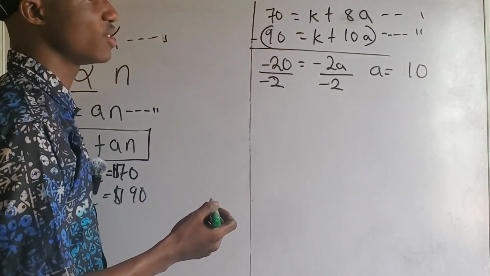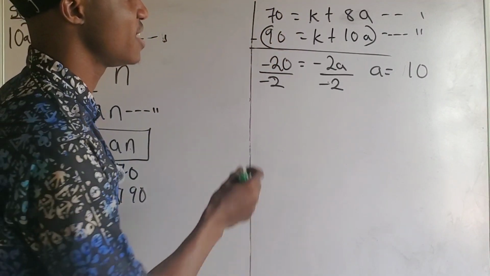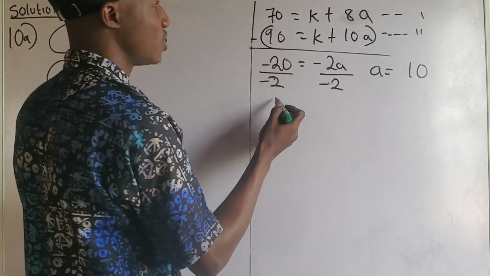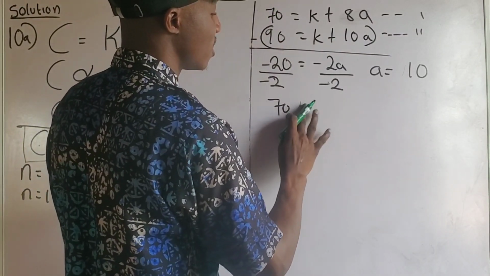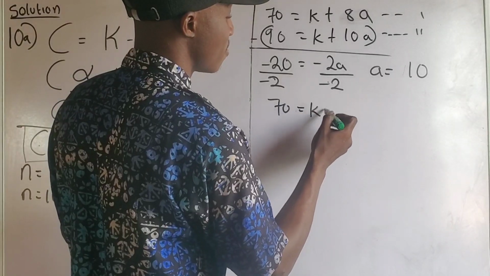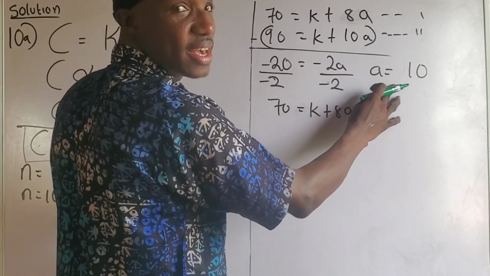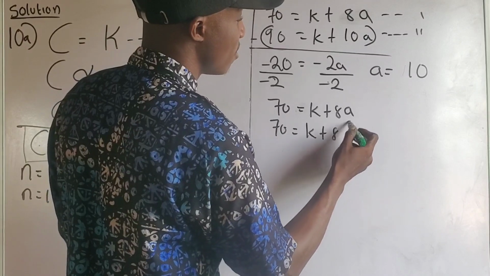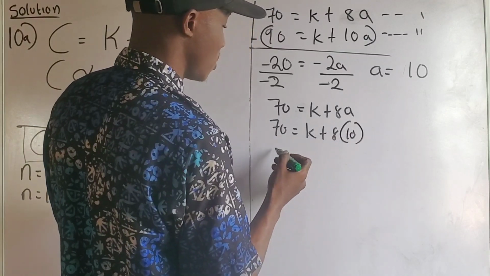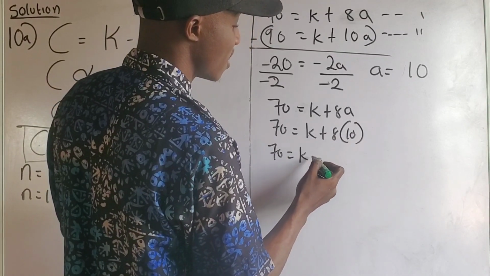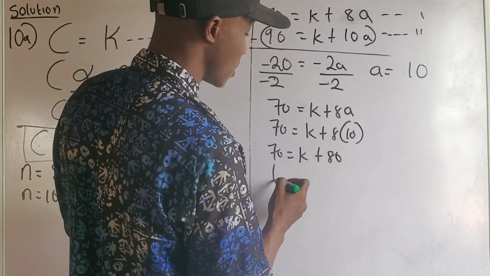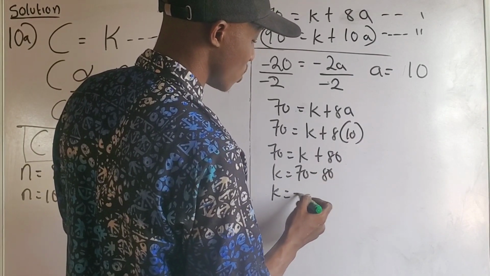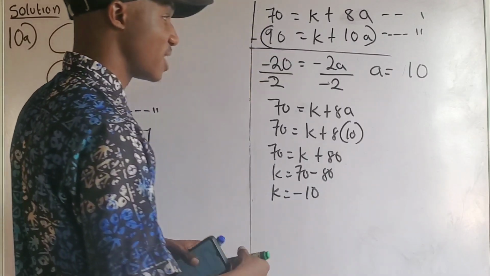To get the value of K, substitute the value of A into any of these equations. Let us make use of equation 1. Equation 1 is 70 equals K plus 8A. So when A is 10, I'm going to have 70 equals K plus 8 multiplied by 10. So 70 equals K plus 80, so K equals 70 minus 80. So K equals what? Minus 10. So the value of K is minus 10.